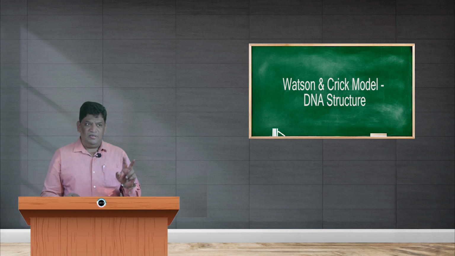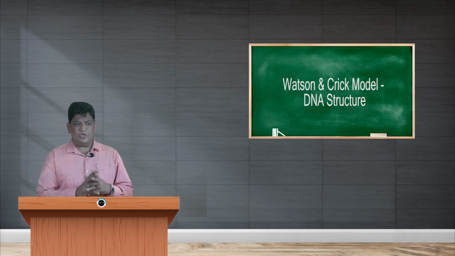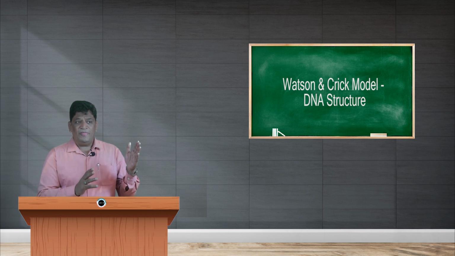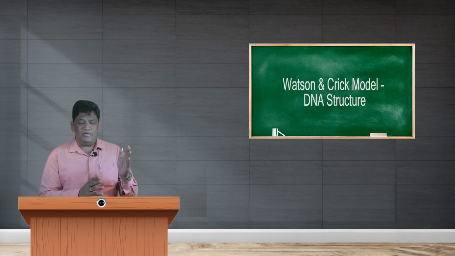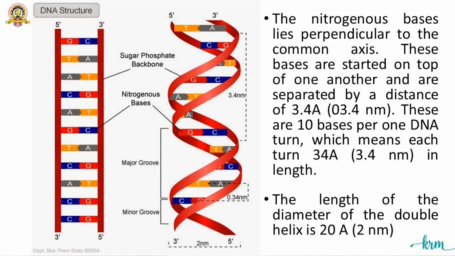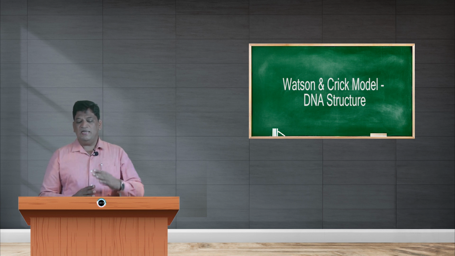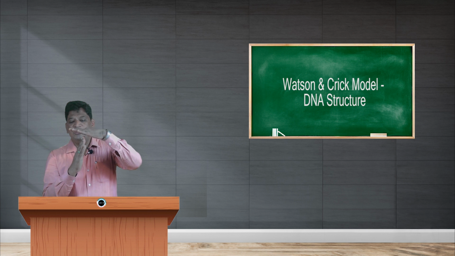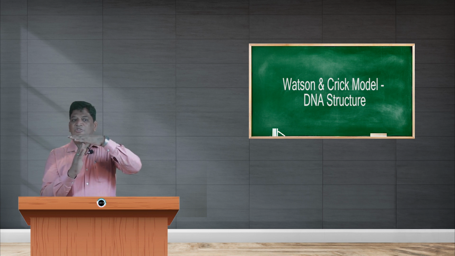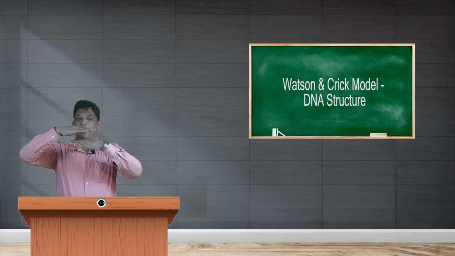In simple words, this DNA is a ladder-like structure. You can see this ladder-like structure in the first photograph on the left. One strand runs from 5 prime to 3 prime, and the other from 3 prime to 5 prime. The nitrogenous bases lie perpendicular to the common axis, exactly at 90 degrees. These bases are stacked one upon another.